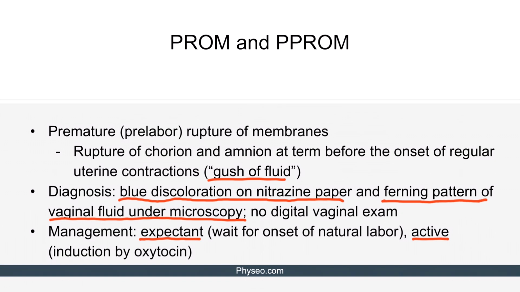Induction decreases the time from rupture of membranes to the delivery of the fetus and thus significantly reduces the risk of chorioamnionitis and postpartum endometritis. Therefore, labor induction by oxytocin is a preferred way of managing PROM unless the mother refuses to expedite delivery.